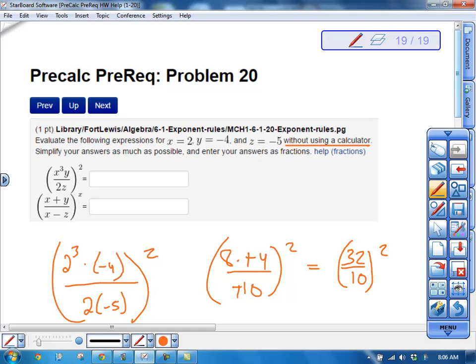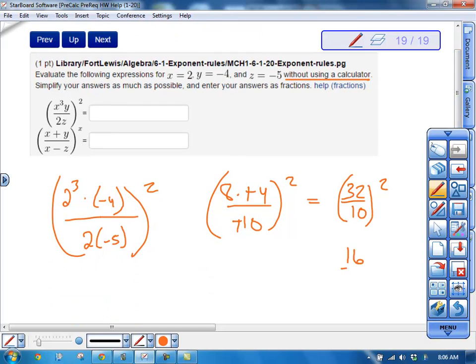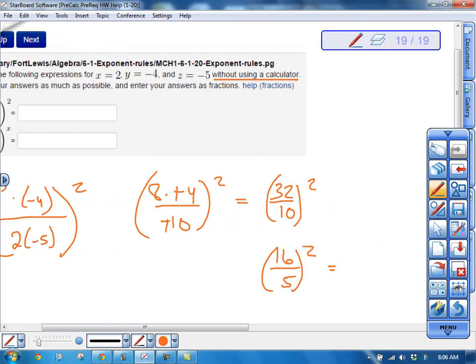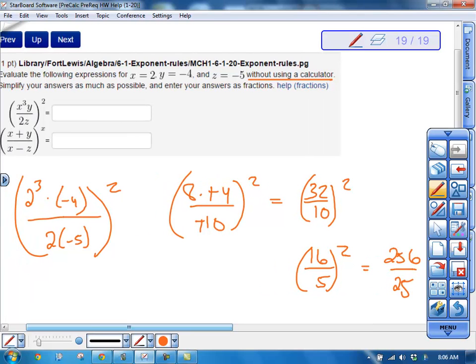So let's try to reduce this if we can. 2 goes into the top 16 times, 2 goes into the bottom 5 times. So let's square that. And this gives you 256 over 25 as your answer. You can enter that in as 256 over 25.